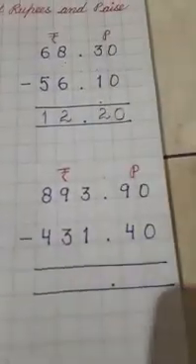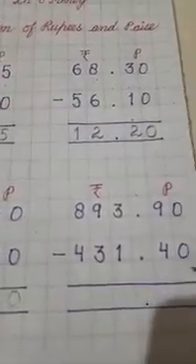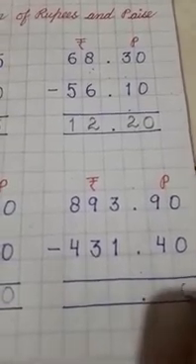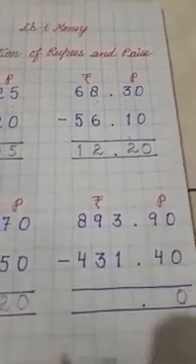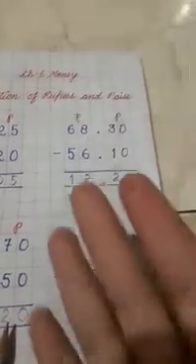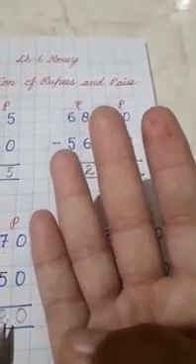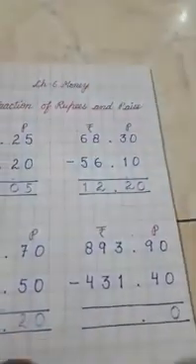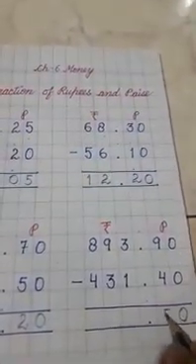Now let's move to the next sum. 0 minus 0 is 0. 9 minus 4. 9 in your mind, 4 in your fingers. What comes before 9? That is 8. Now let's start backward counting. 8, 7, 6, 5. So 9 minus 4 is 5.